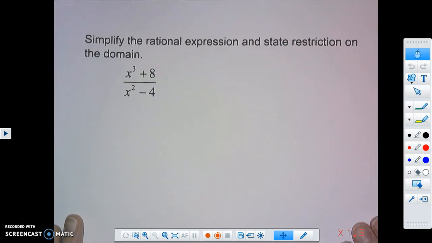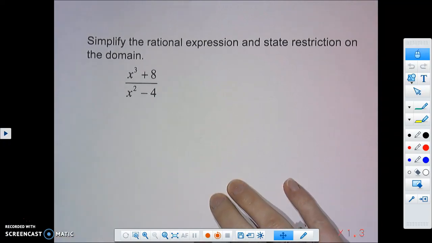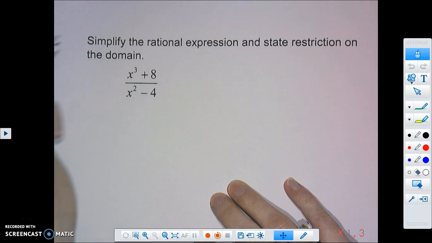So here is our first example. We need to keep in mind here that any type of factoring can show up. So we're going to simplify the rational expression and state the restriction on the domain. This is what we're going to be doing for every single one of these examples today.